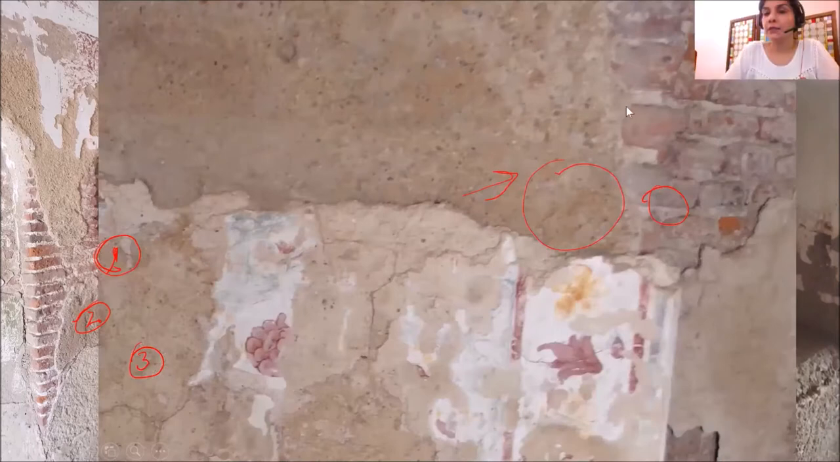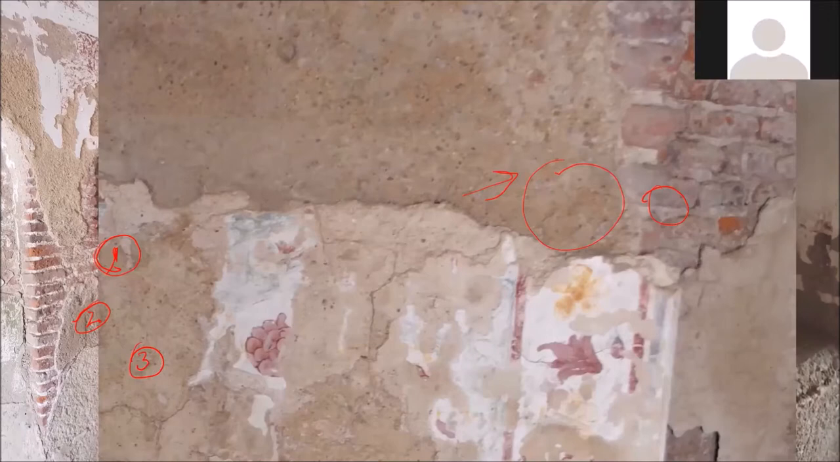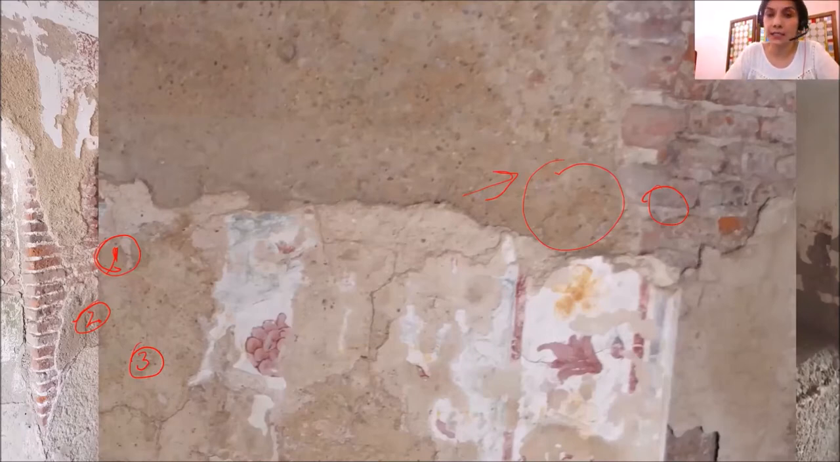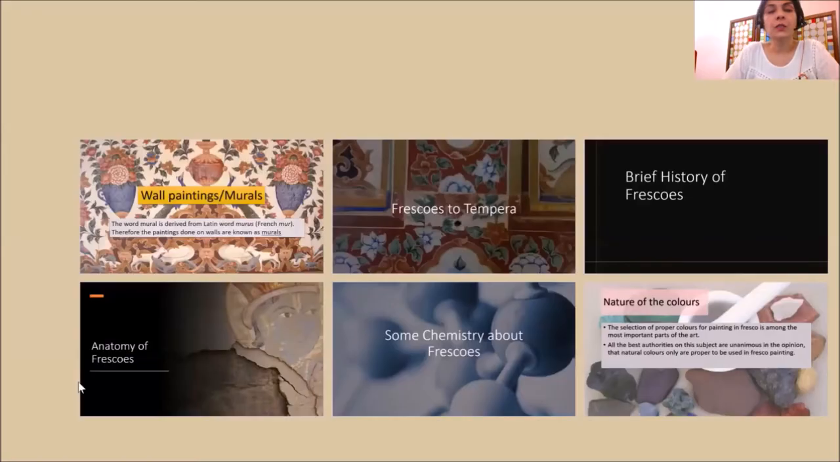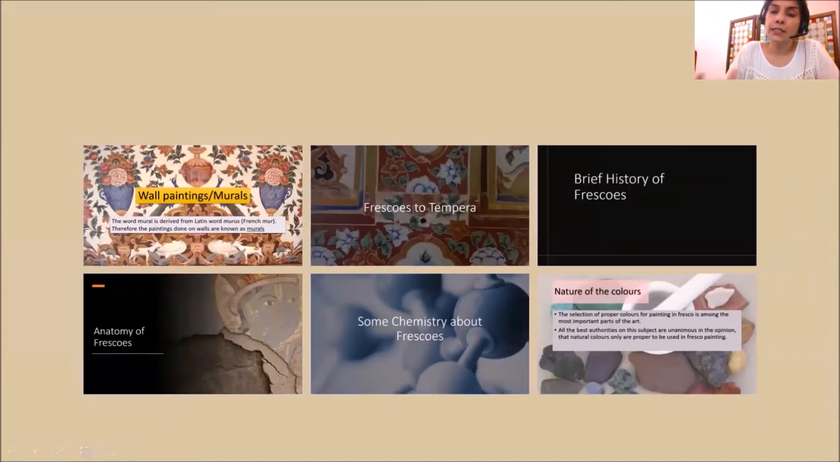Another picture showing various layers. Since this particular area was all destroyed, it has very few paintings left. Though in another area on the same site, we have a lot of wall paintings still intact, and we are working on them also. So this was a little about murals, where walls have been used to paint and decorate.